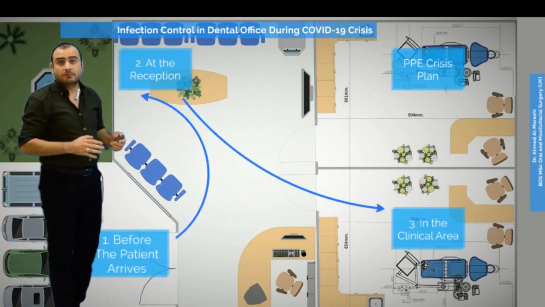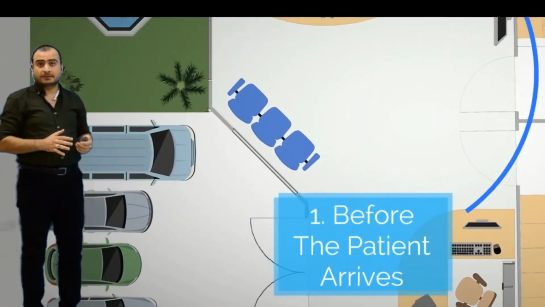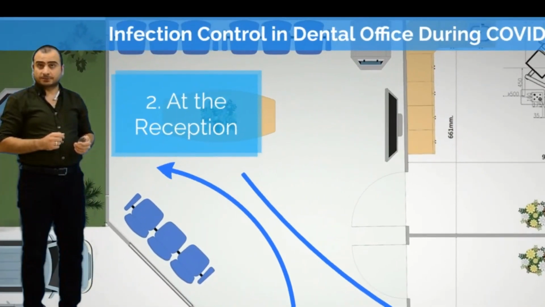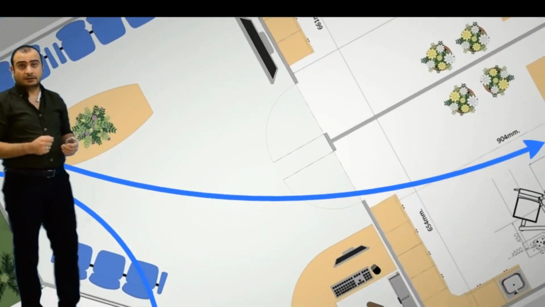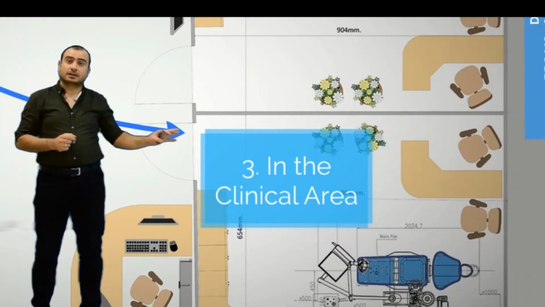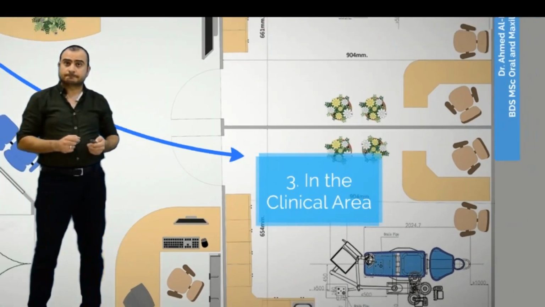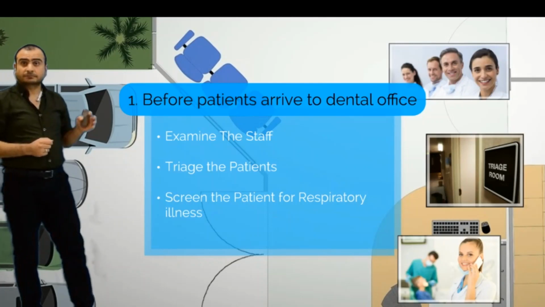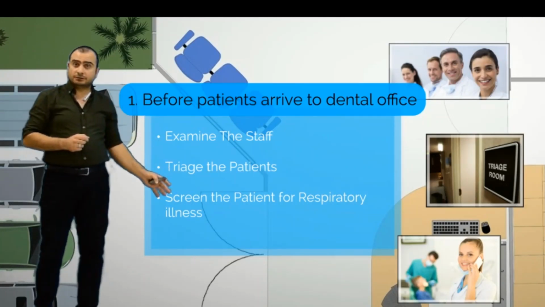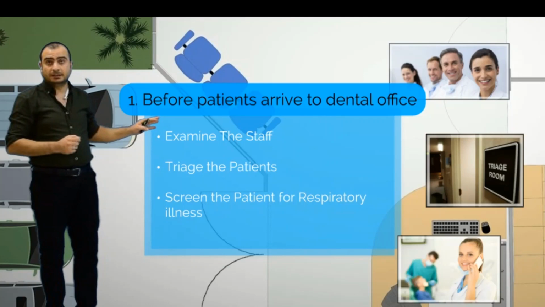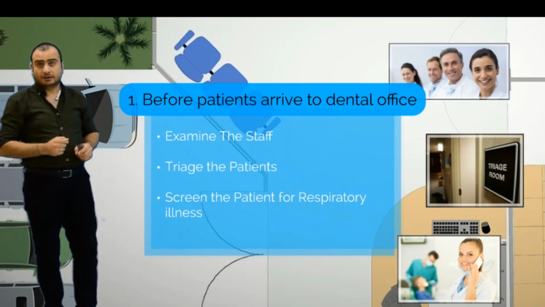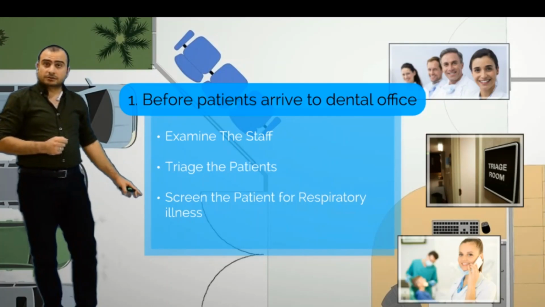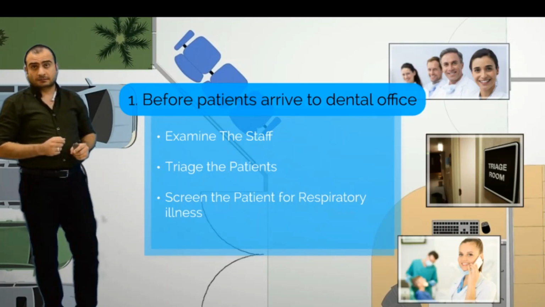So, starting from before the patients arrive, then when the patient enters our reception, and finally when the patient enters the clinical area where the treatment is delivered. Within the first stage, there are a few things we need to consider. The first thing would be examination of the staff. We also need to consider triaging our patients, and screening the patients for respiratory illness by telephone.